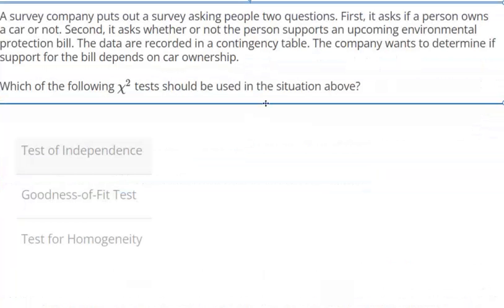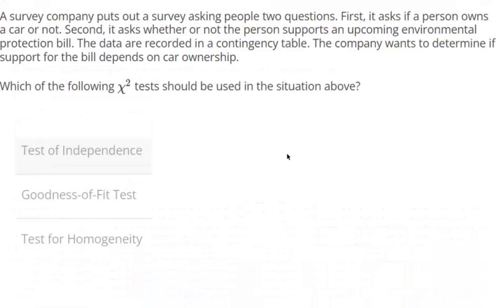We haven't done a test of independence yet, so let's see if it's that. A survey company puts out a survey asking people two questions: owns a car or not, supports an environmental bill, in a contingency table. The company wants to determine if support for the bill depends on car ownership. So if you support the bill, does it affect your car ownership, or vice versa? If you own a car, does it affect your support for the bill? You're testing whether these two variables are independent of one another, whether they influence each other.